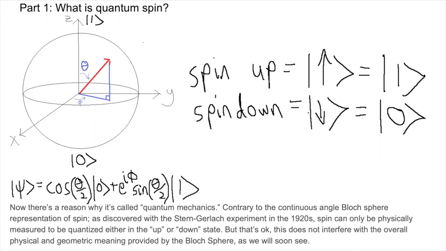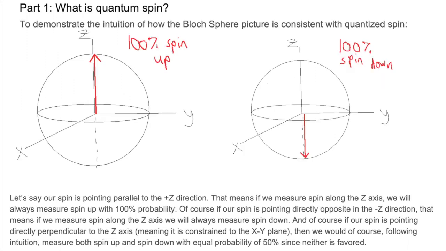Now there's a reason why it's called quantum mechanics. Contrary to the continuous angle Bloch-sphere representation of spin, as discovered with the Stern-Gerlach experiment in the 1920s, spin can only be physically measured to be quantized, either in the up or down state. But that's okay, this does not interfere with the overall physical and geometric meaning provided by the Bloch-sphere, as we will soon see, to demonstrate the intuition of how the Bloch-sphere picture is consistent with quantized spin.